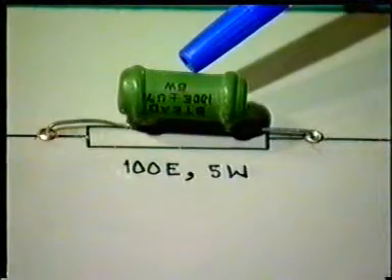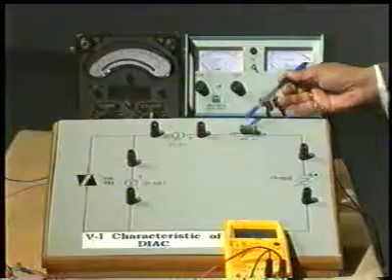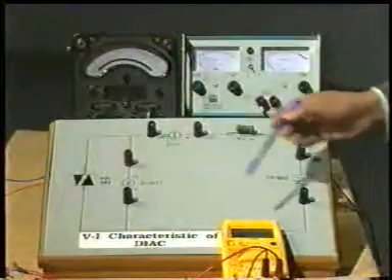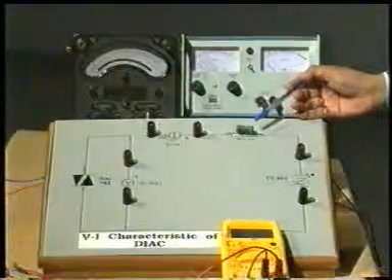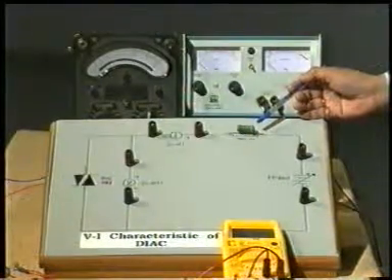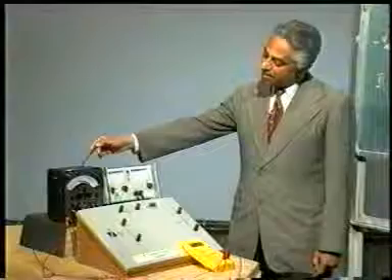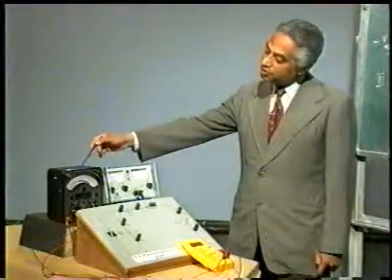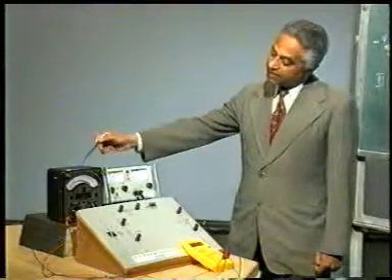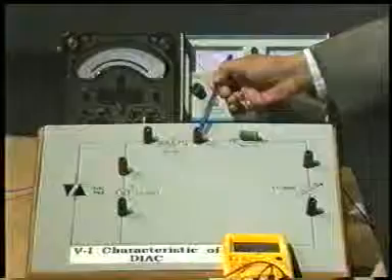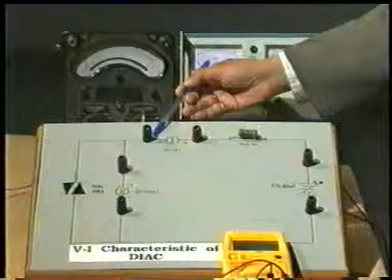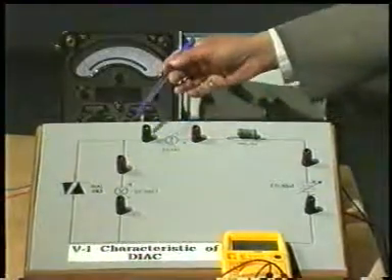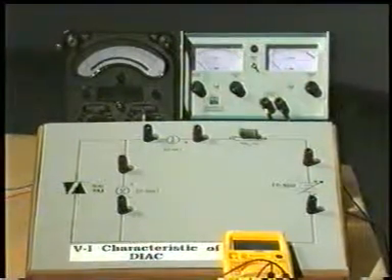It is a 100 ohm 5 watt resistor, and the load current will pass through this resistance, which will be measured with the help of an ammeter. This is the ammeter. This is actually an analog multimeter, but it is going to be used as an ammeter, and it will be connected between these two terminals. This is of course positive, this is negative, and it will show the current flowing through this resistor.